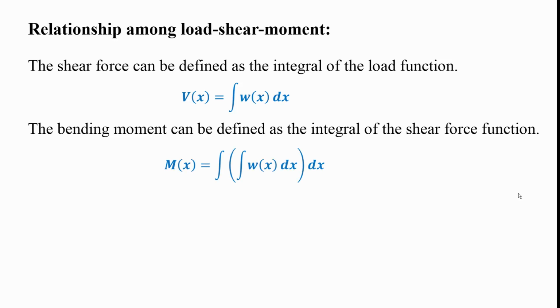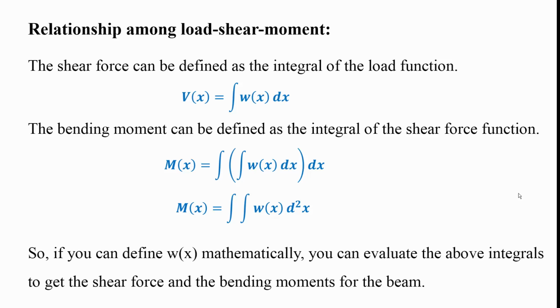The bending moment can be defined as the integral of the shear force function. So basically you are integrating the load function twice. If you have the load function integrated twice, you'll get the moment. So this step here, M(x) = ∫∫ w(x) dx², shows you that you need to integrate the load function twice to get the moment. If you define w(x) mathematically, you can evaluate the above integrals to get the shear force and the bending moments for the beam. That said, now let's take a look at the relationship between the slope and the deflection.